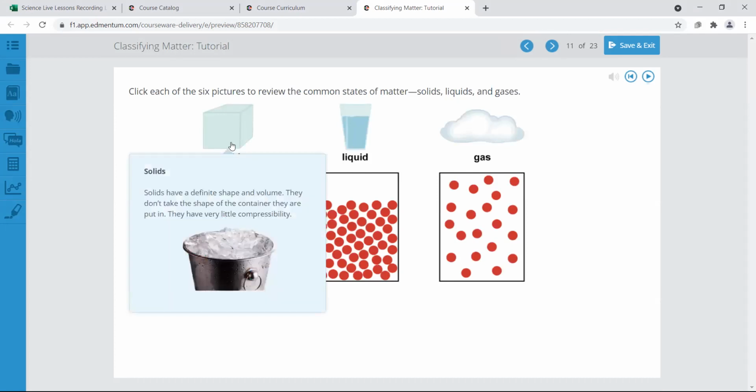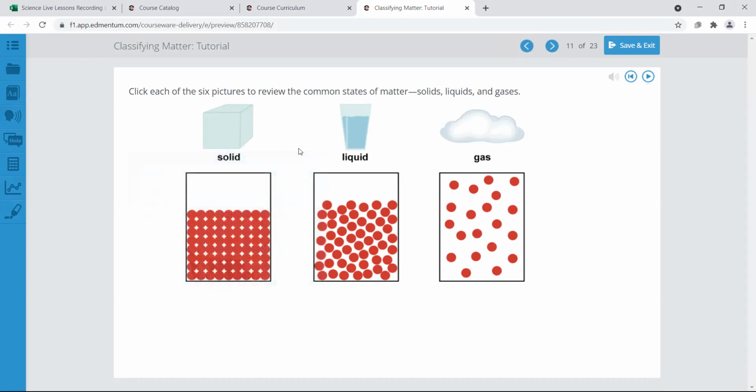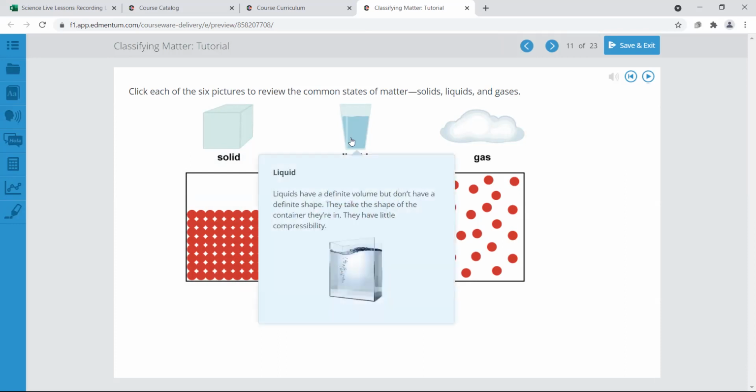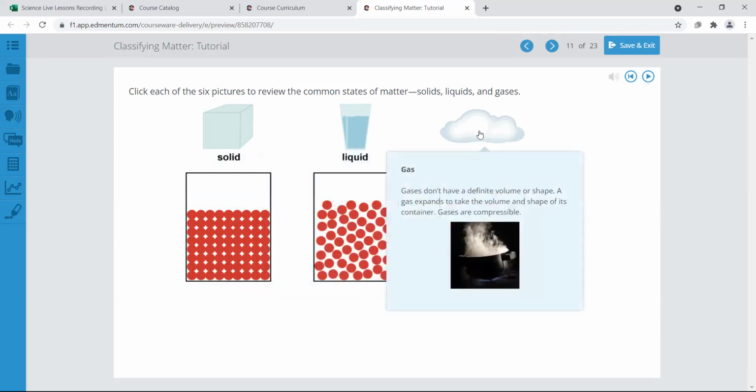This is kind of like one of the other lesson videos that I've done before. It shows the solid, everything is grouped together in a very definite shape. Liquid, it's kind of moving around. Gas, it's all over the place. Then it shows you different examples. Like I said, it takes the shape of whatever container it's in. Gas is all over the place.